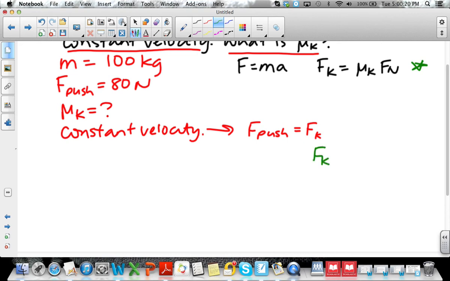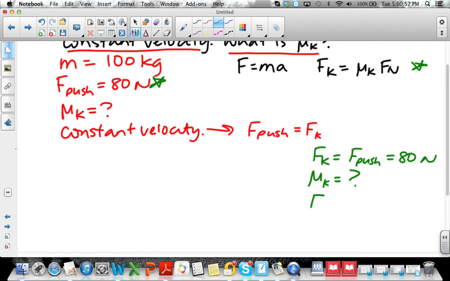So Fk, don't know that. I wasn't given that anywhere. I know that Fk is the same as F push. Actually, you know what? That will help me. Fk is, let me erase that question mark, Fk is F push, which is 80 newtons. I gave you that part over here. So now that I have that, I have Fk, mu k. Well, that's the one I already knew I was looking for, so that's good.